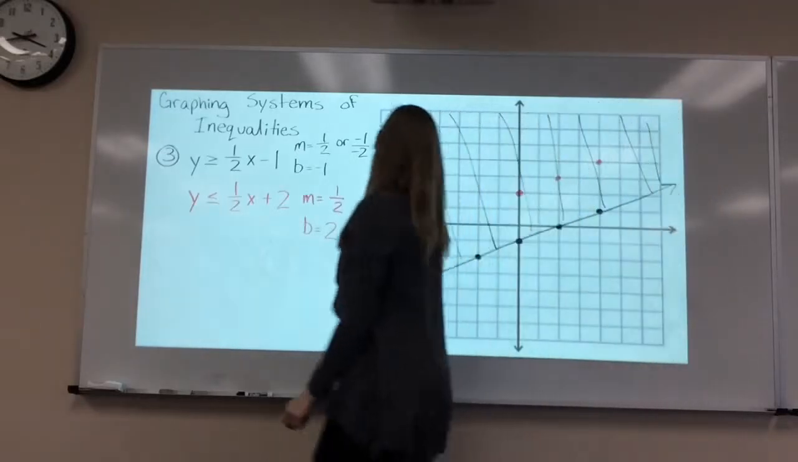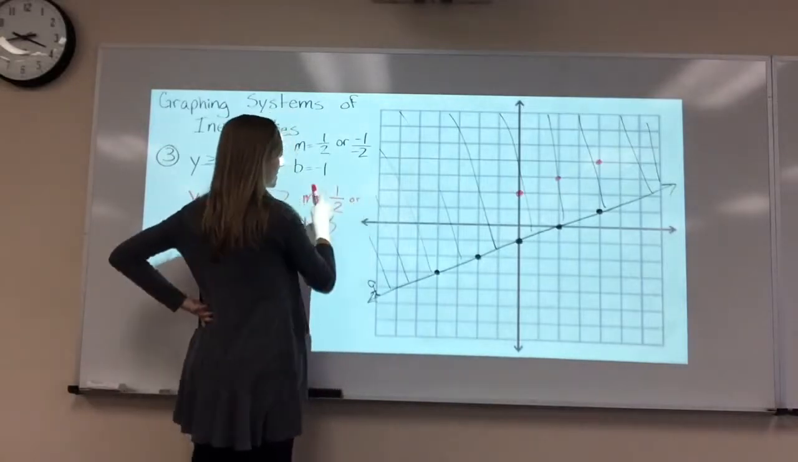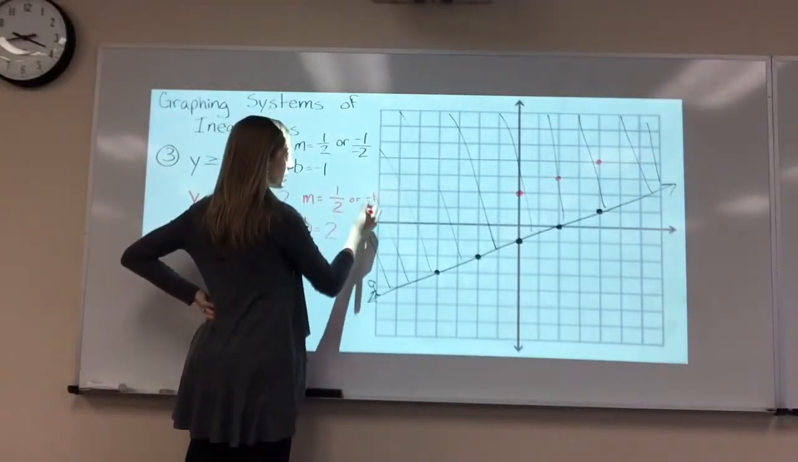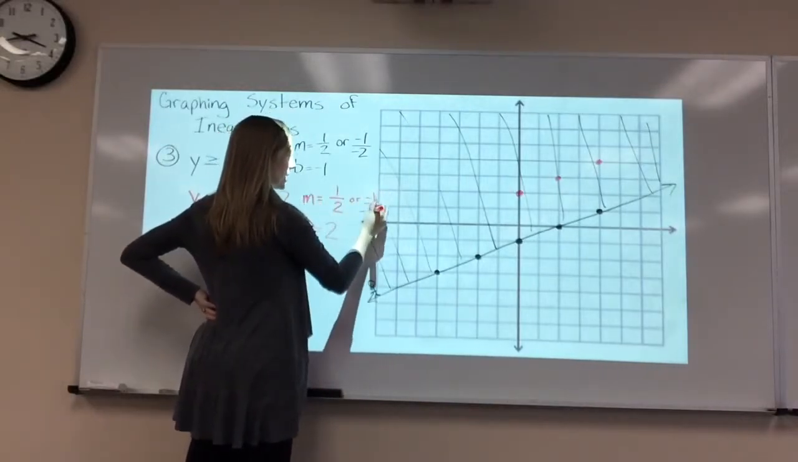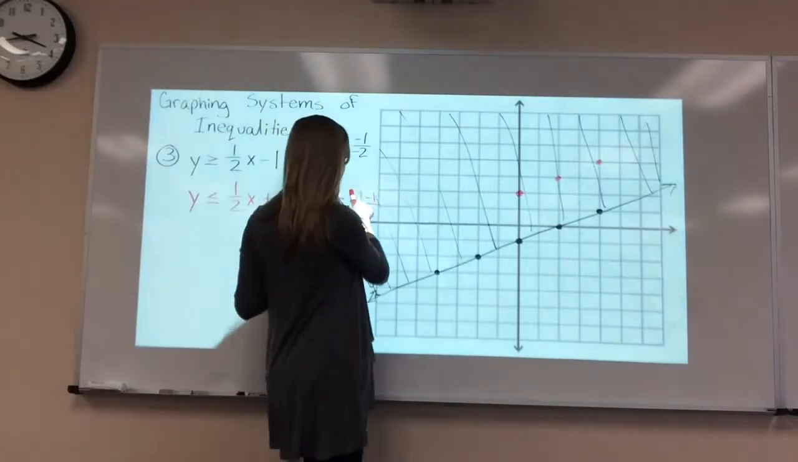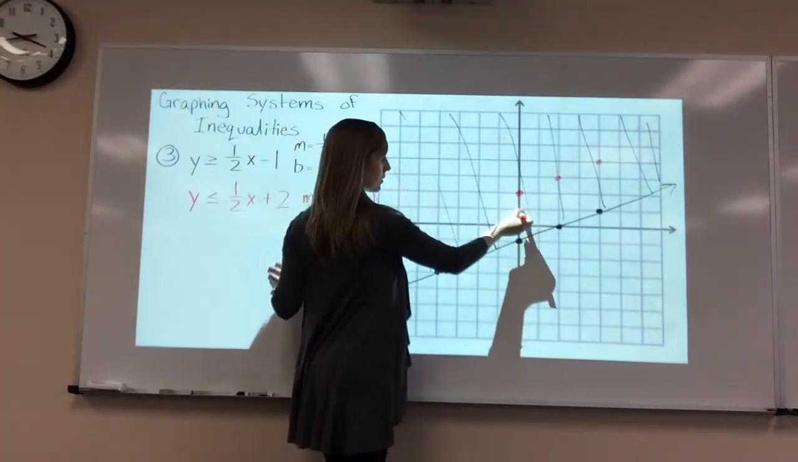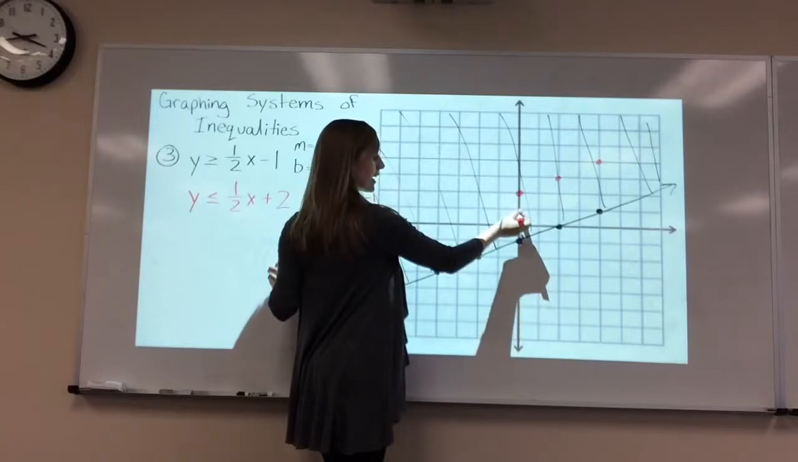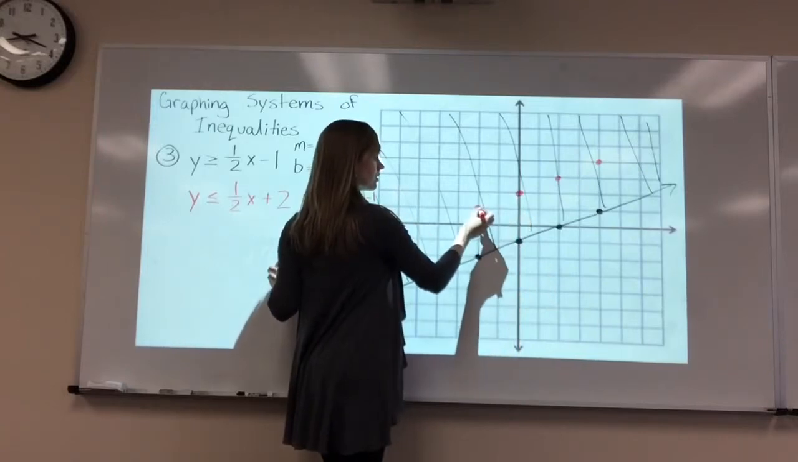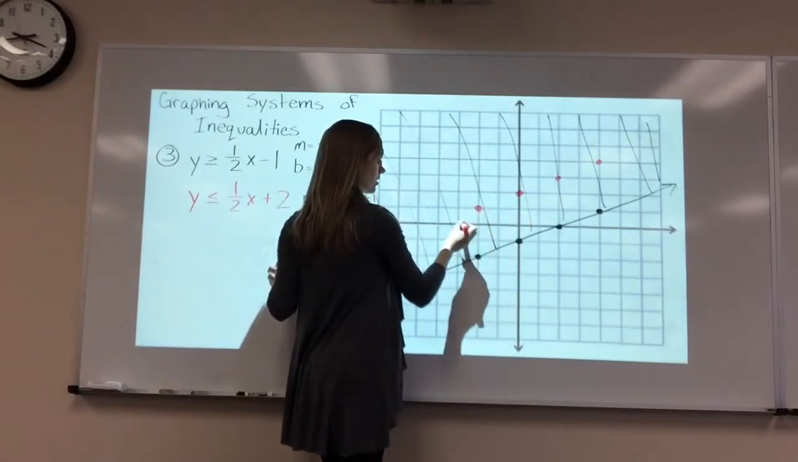Now let's go ahead and do the opposite. Instead of positive 1, make it negative 1. Instead of positive 2, make it negative 2. So the rise is a negative 1, so I go down 1. The run is a negative 2, so I go left 2. Down 1, left 2.